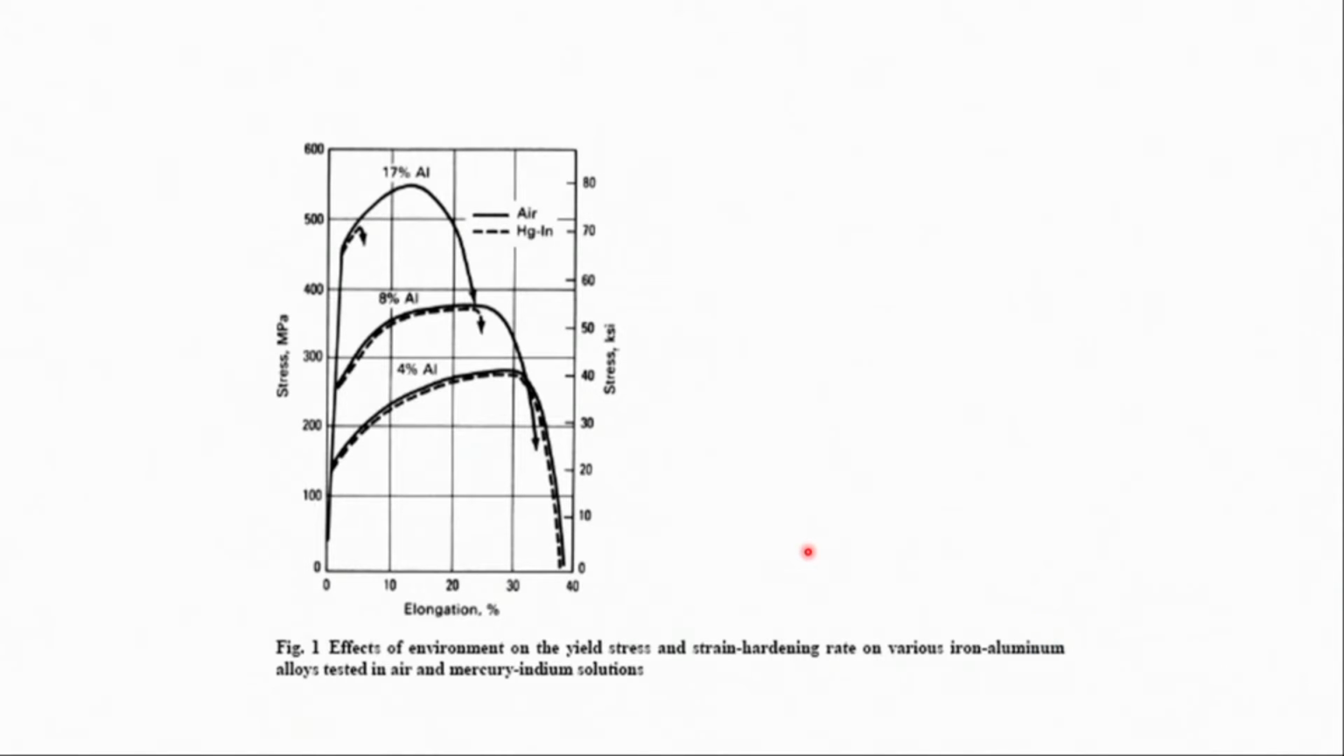So, if you quickly go through the tensile ductility and tensile strength of that particular liquid metal embrittled component, you will find that tensile ductility is reduced to a large extent by the process of liquid metal embrittlement. This graph shows the effect of environment on the yield stress and strain hardening rate of various iron aluminum alloys tested in air and mercury indium solution.